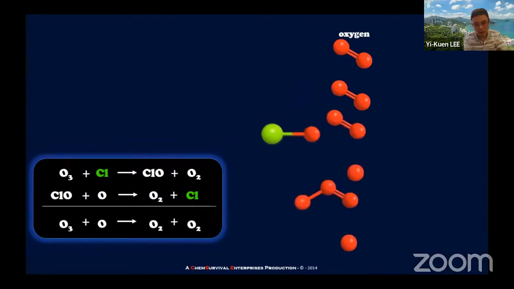And one chlorine atom can do this to tens or hundreds of thousands of molecules of ozone. And that is the real danger with using CFCs, that just a small amount can provide the catalyst needed to decimate the ozone layer. That's the bad news, folks.